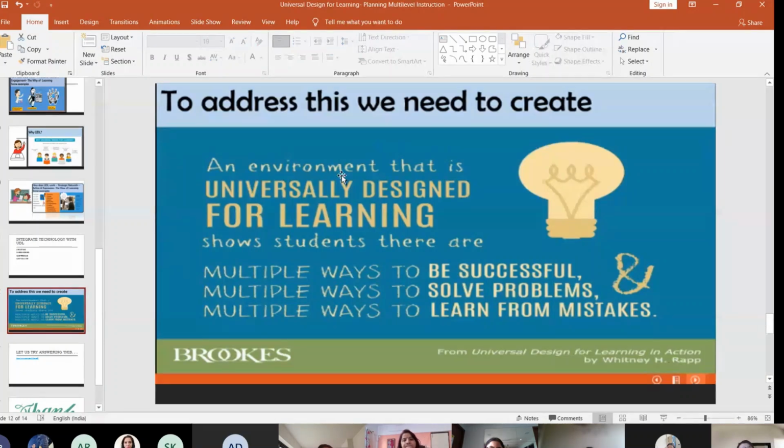Finally, I would like to conclude my UDL understandings and pointers with a thought: an environment that is universally designed for learning. UDL shows students that there are multiple ways to be successful, multiple ways to solve problems, and multiple ways to learn from mistakes. We cannot say, you made a mistake, now you never do this. It's okay. We have to accept their mistakes, their faults, and whatever extra talents they have.